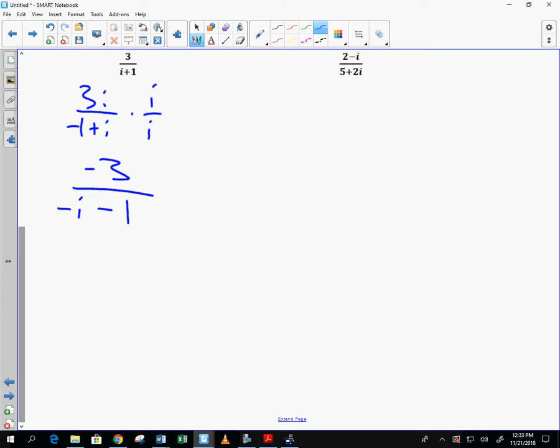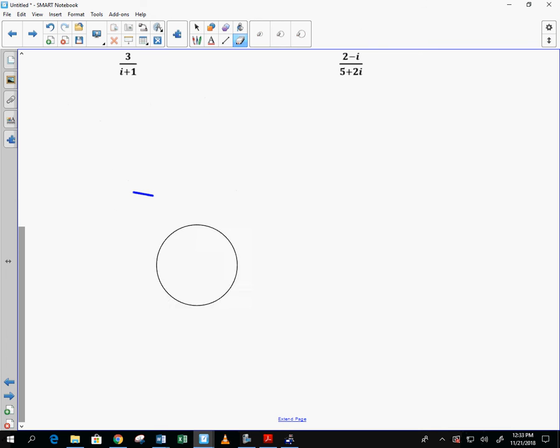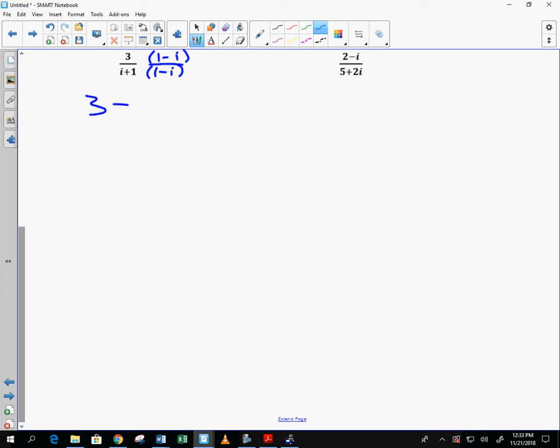Just conjugate. God, it's almost like I tried to intentionally prepare you for that. 1 minus i over 1 minus i. I like the way Josie thinks. What do you get in the numerator? 3 minus 3i. In the denominator, I multiply them out.